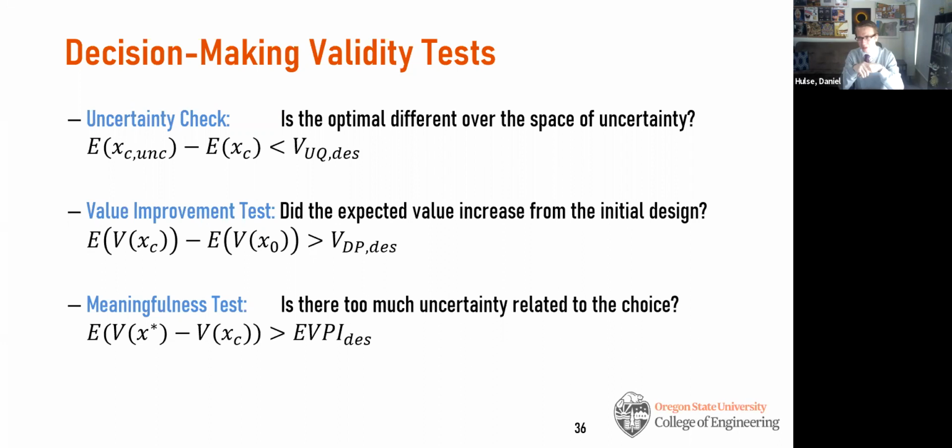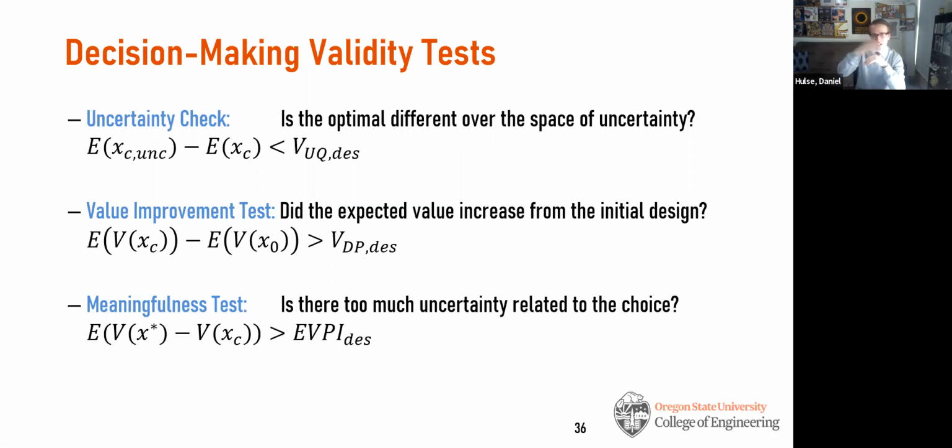An additional test we have here is the value improvement test, and this is just: did the expected value of the design increase from the initial design? So you can imagine if you go through all this design process and you start somewhere and you end somewhere, and your ending design isn't actually that much better than your starting design, maybe that process was a little bit invalid in a certain way because you didn't effectively explore the trade space.